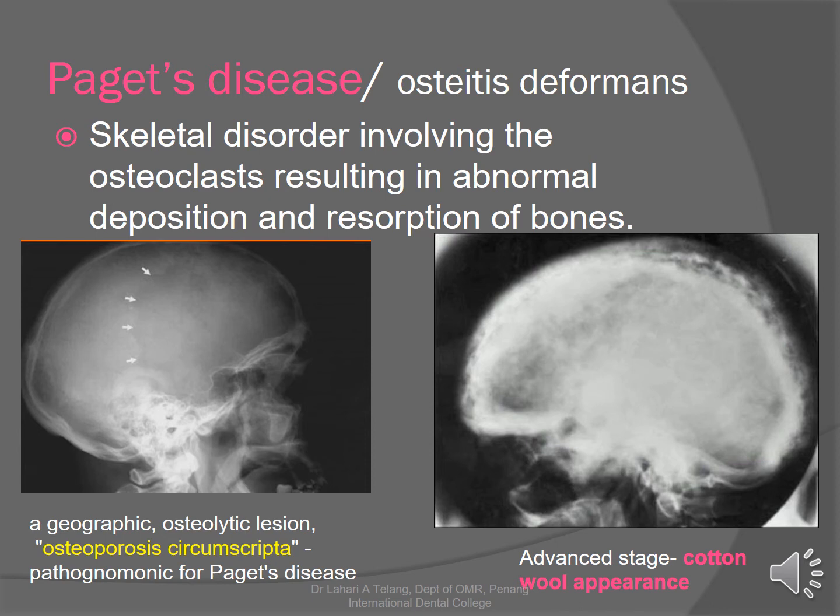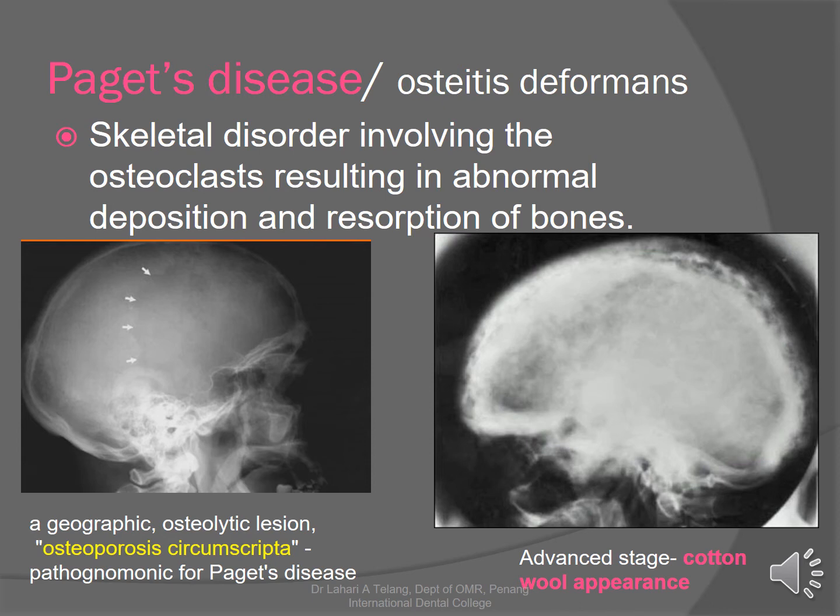Paget's disease, also called osteitis deformans, is a skeletal disorder involving osteoclasts, resulting in abnormal deposition and resorption of the bone. Now, what we remember when we think of Paget's disease is this classical cotton wool-like appearance. So we have two images here of the skull. The first image shows a geographic osteolytic lesion, also called osteoporosis circumscripta, which is also pathognomonic for Paget's disease. That means it also starts like a radiolucency, here in this case involving the skull bone.